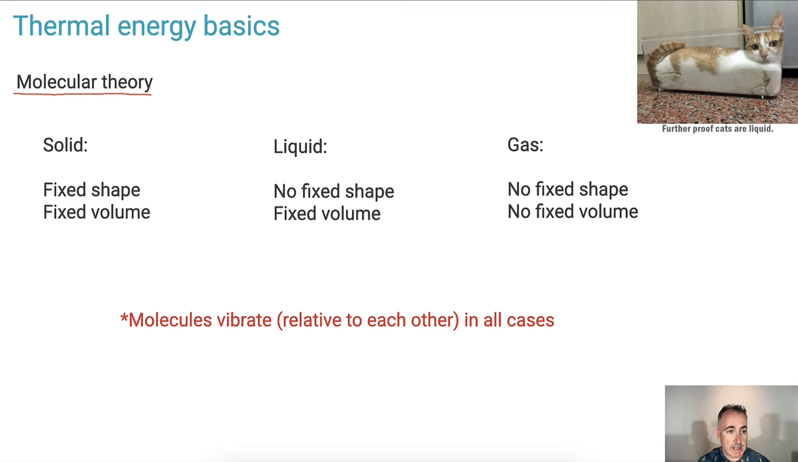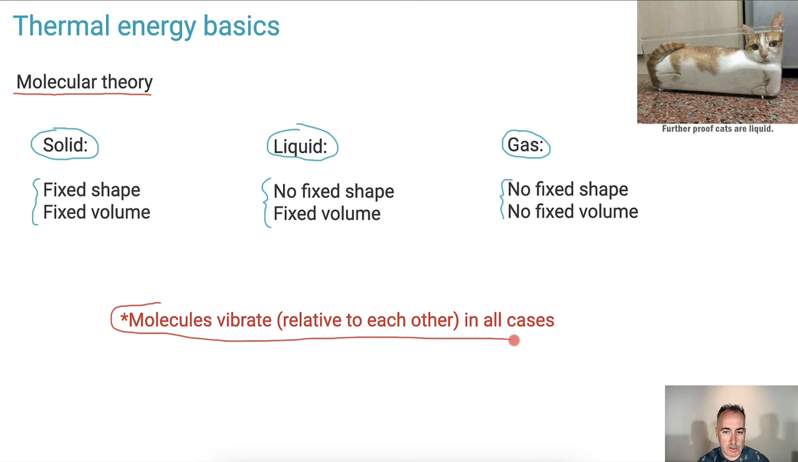So we're going to use this idea that something that's solid is going to have both a fixed shape and a fixed volume. Whereas a liquid will have no fixed shape, but it will have a fixed volume. And by contrast, a gas has none of them. So nothing is fixed here. I like this one in here with the cat, right? An important piece then is that the molecules do vibrate relative to each other in all cases.